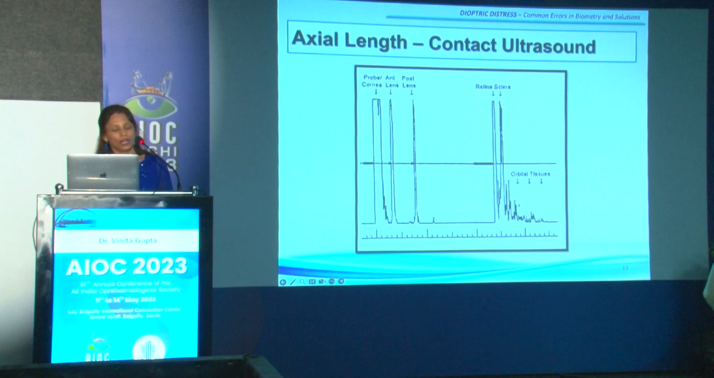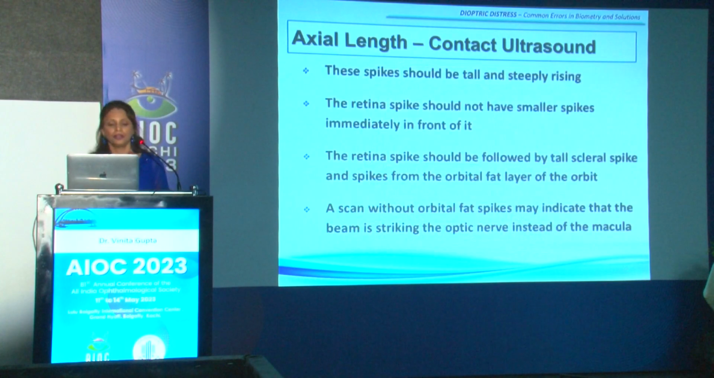If these attenuating orbital fat spikes are not there, it indicates that your probe is going through the optic nerve and not through the fovea. Remember that. So these orbital attenuating fat spikes are also very important in your scan.